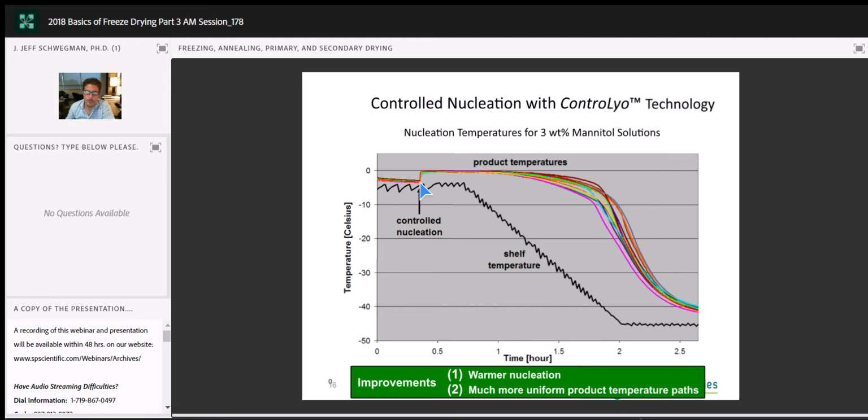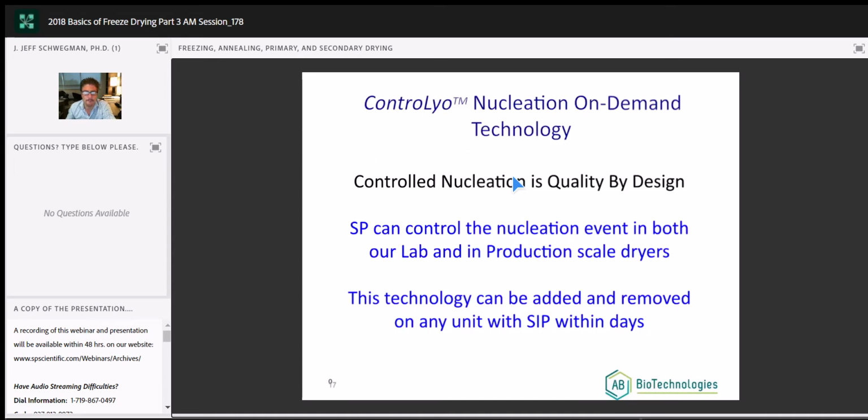So they build up a certain amount of pressure in the chamber, and then boom, right here, they quickly release it. That causes nucleation, okay? So everything nucleates at the same time and temperature. It's much more uniform. Again, these are going to dry much more uniformly in primary drying. So controlled nucleation is quality by design. So with the Lyostar 3, we can control the nucleation event in both lab and production dryers.